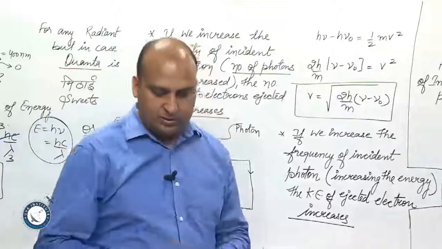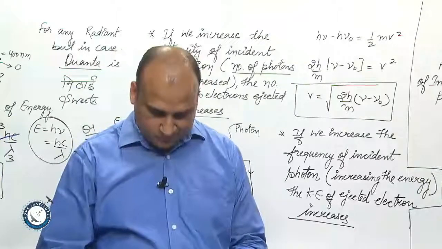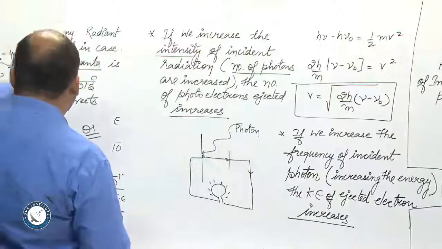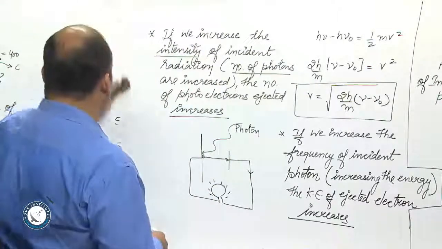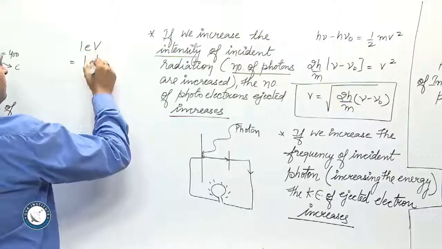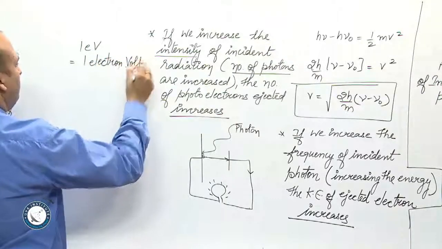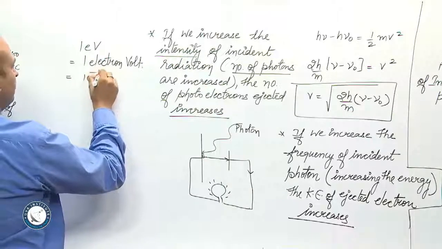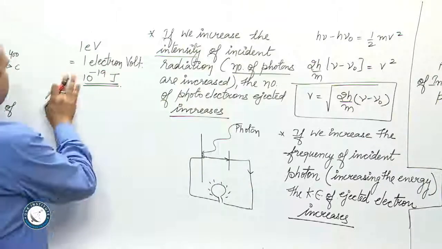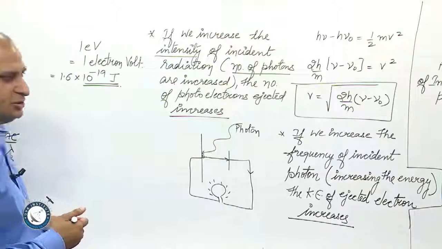Okay. Now let us solve some questions on the photoelectric effect. Just one more thing you will be requiring. In questions, there is a unit which is used, 1 eV. This is 1 electron volt. This is equal to 1.6 times 10 raised to power minus 19 joules. Okay, this is the information that you will be requiring.